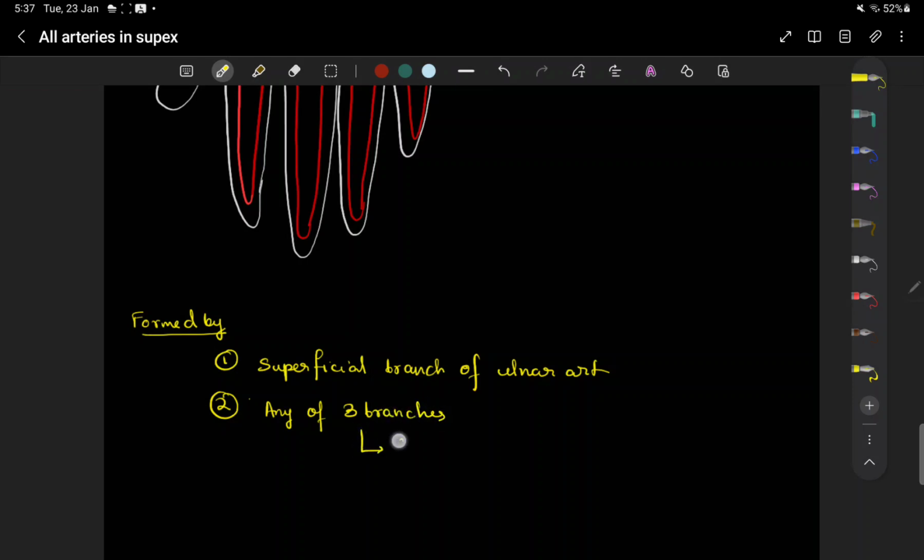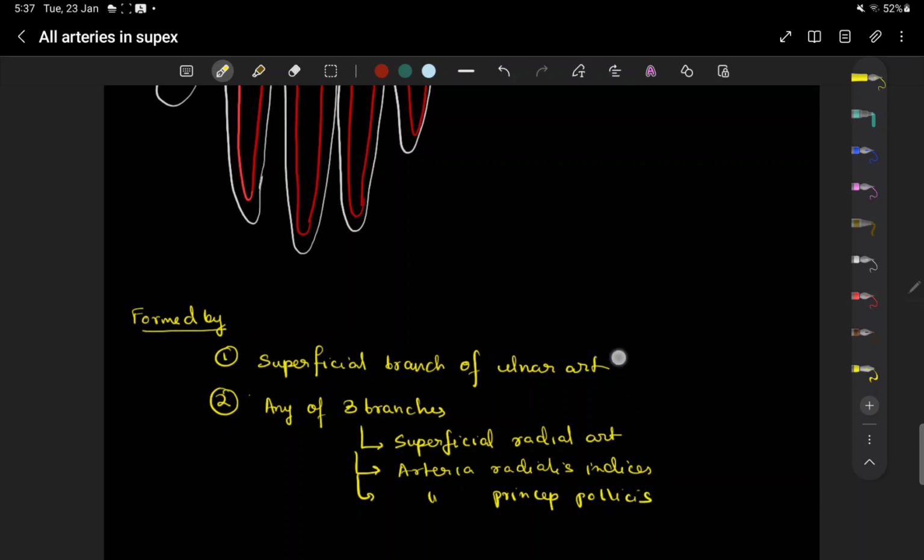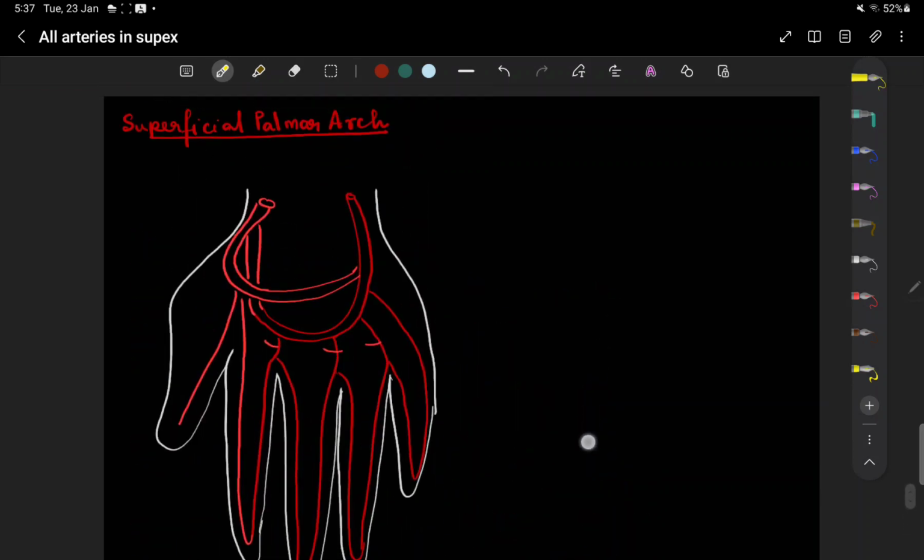One is the superficial radial branch, another is the arteria radialis indicis, and arteria principalis. So joining these two we would have the formation of a radial artery.